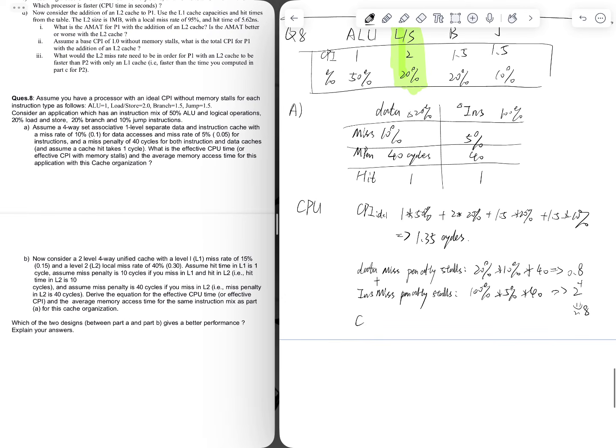So how about the CPI now, with stalls? That is the ideal CPI plus the stalls, so it will give us 4.15 cycles. Yeah, the effective CPI with memory stalls. Here is the ideal CPI, and here is the effective CPI.